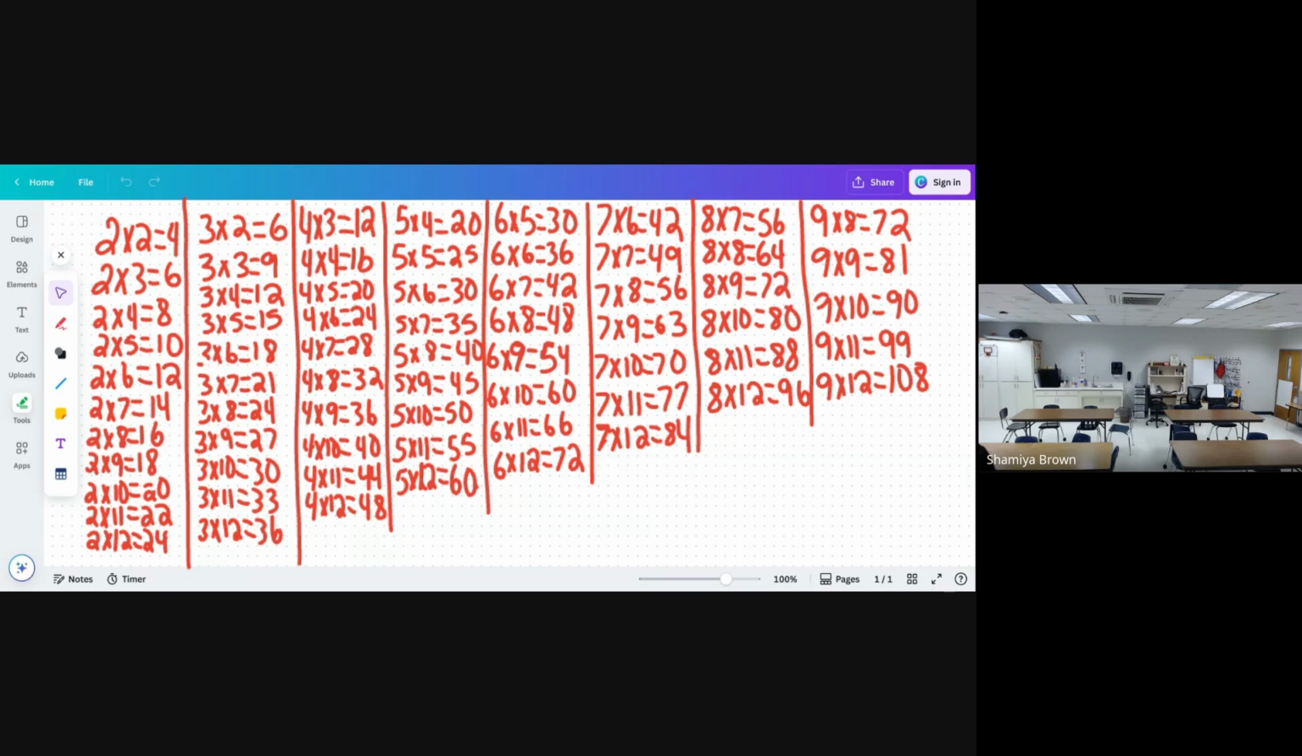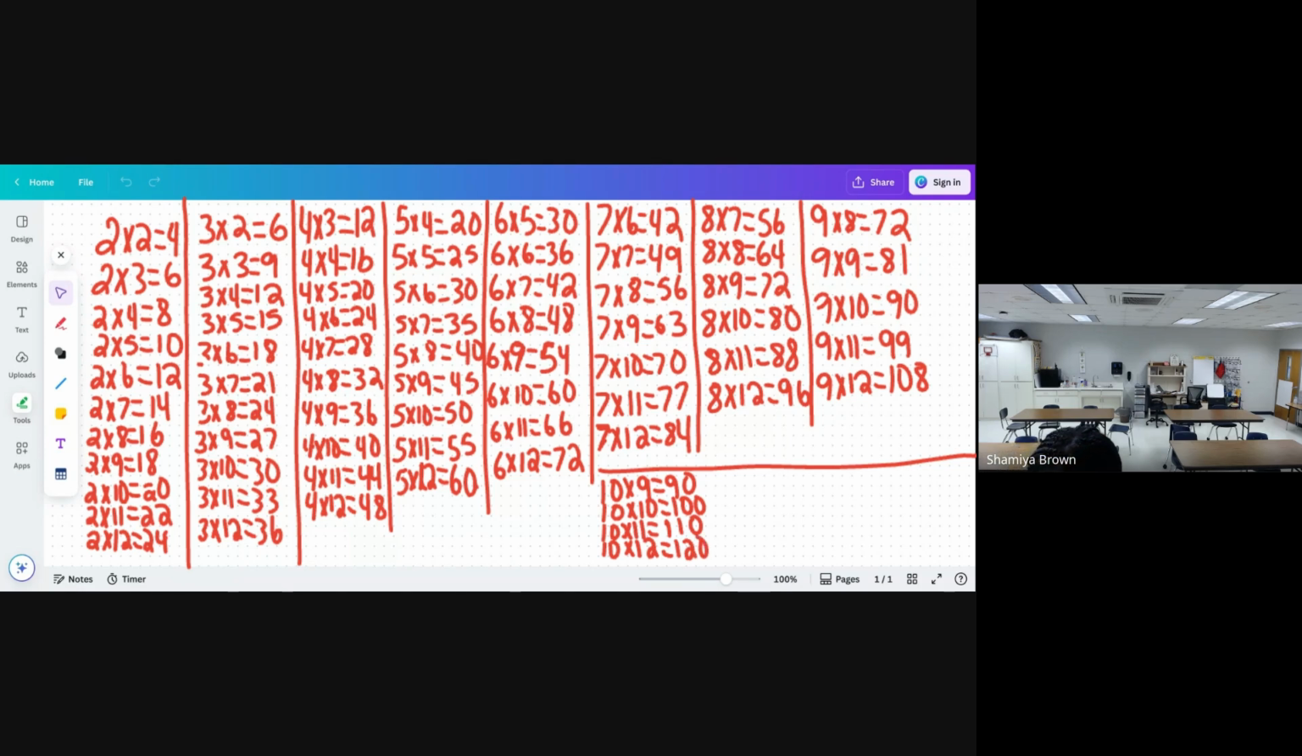I would just draw a line to separate these. Just gonna draw a line here. Then I'll do my 10s. So 10 times 9 equals 90. I'm gonna have to write real small to fit it. 10 times 10 equals 100. 10 times 11 equals 110. And 10 times 12 equals 120.